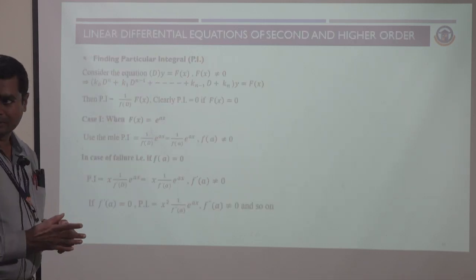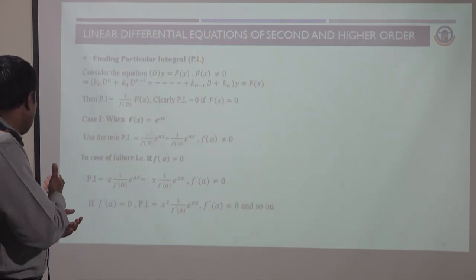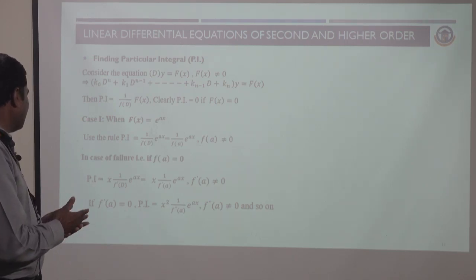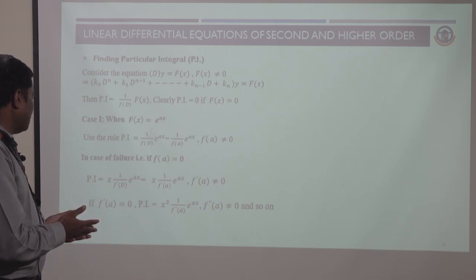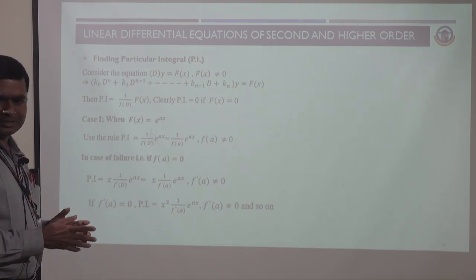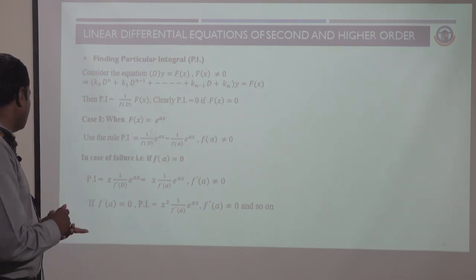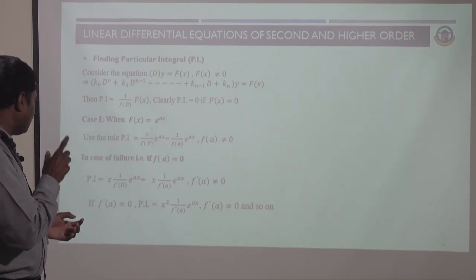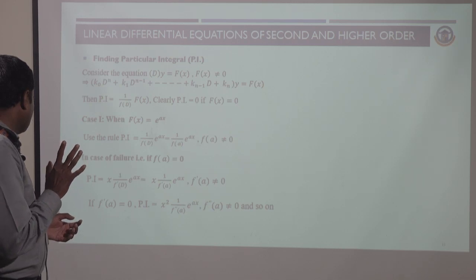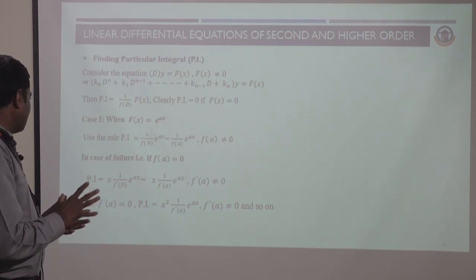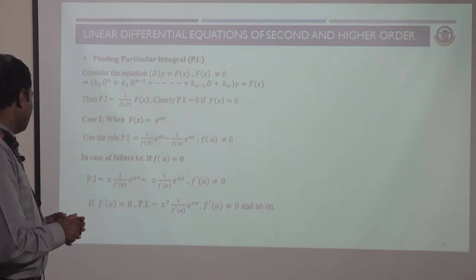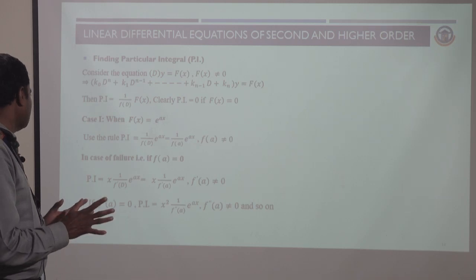Next, we can go to how to find the particular integral. Consider the equation f of D into y is equal to capital F of x. If the right hand side, that is capital F of x, is not equal to 0, it means the right hand side exists, so we want to find the particular integral. So what is the first case? The particular integral PI is equal to 1 by f of D into capital F of x, and PI is equal to 0 if F of x is equal to 0.